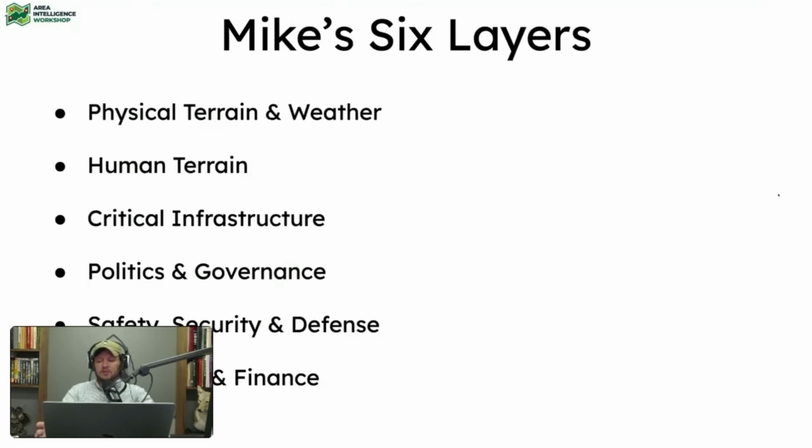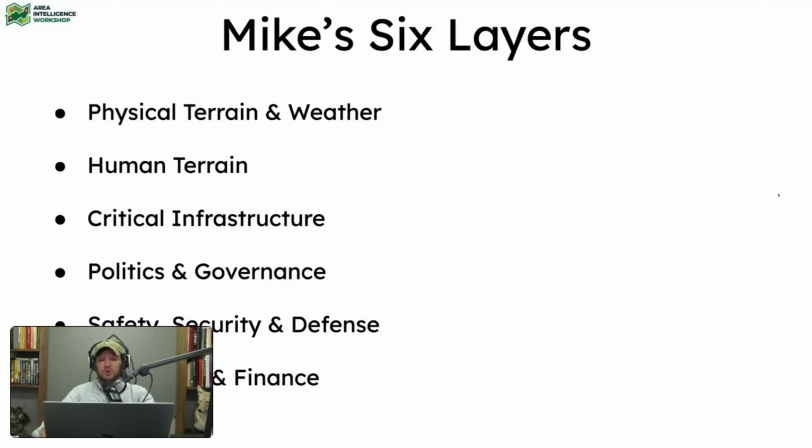All right, now I have 6 layers of the operational environment. There are many like this. These are my 6 layers. These are things that when I started writing the Area Intelligence Handbook, I just said, these are the 6 layers that I'm most interested in. These are the 6 layers that we've got to nail.